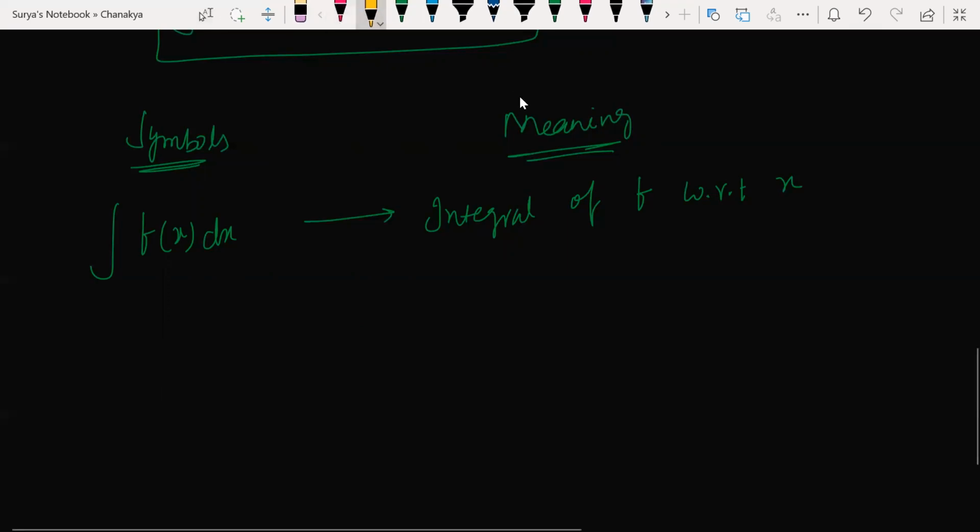Now, sir, what do you mean by this f of x? What do you mean by this f of x? This is my integrand. Or else you simply say, where f of x is equal to the integrand. Okay? Yes.